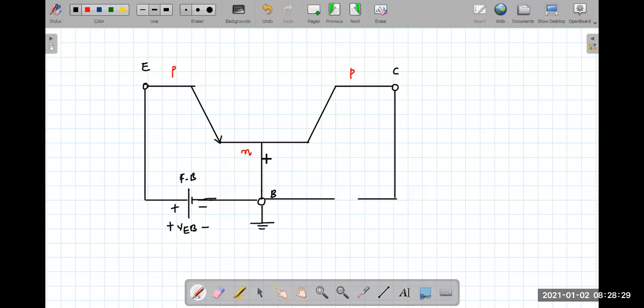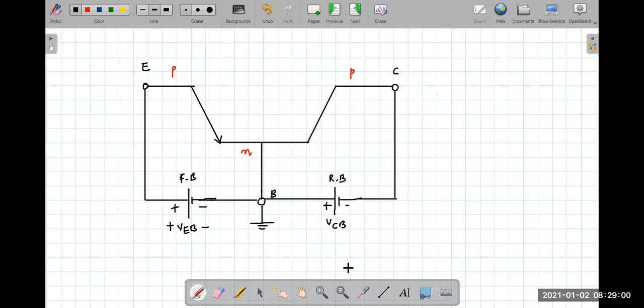And here, if you want reverse biasing, then what must happen? The N side must be connected to the positive terminal and the P side must be connected to the negative terminal. This is positive, this is negative. So we have connected this in reverse bias mode. This junction is forward biased, this terminal is reverse biased. So this potential difference is called the voltage of the collector with respect to base.